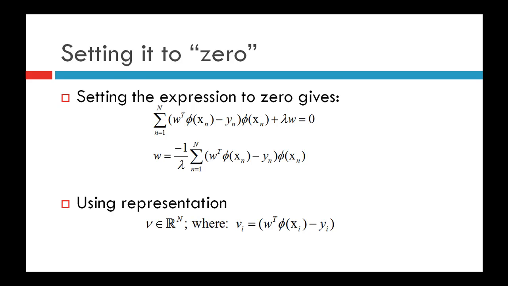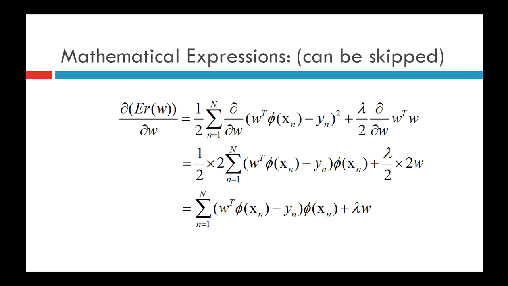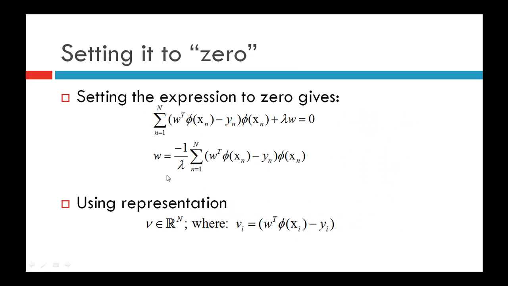So finally we will set this expression to 0, and it will give us the solution for the weight vector w, that is negative 1 over lambda times the sum over n from 1 to N of (w transpose phi of xn minus yn) times phi of xn. And now we will use this solution for w to derive the dual representation.